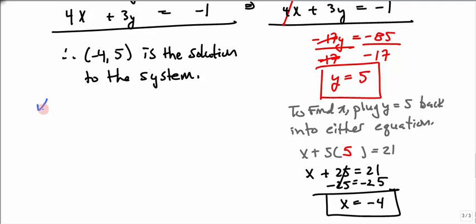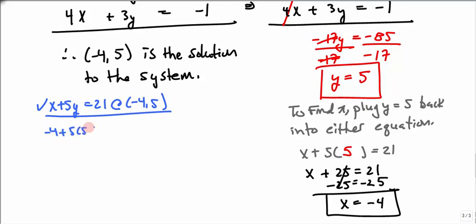And remember, we can check it. So we would go ahead and take x plus 5y equals 21. And I would check this at the ordered pair negative 4, 5. So negative 4 plus 5 times 5 equals 21. Negative 4 plus 25 equals 21. 21 equals 21. Check.